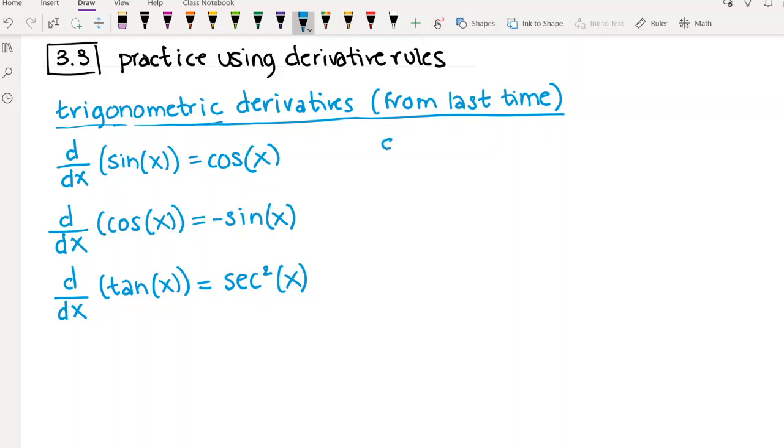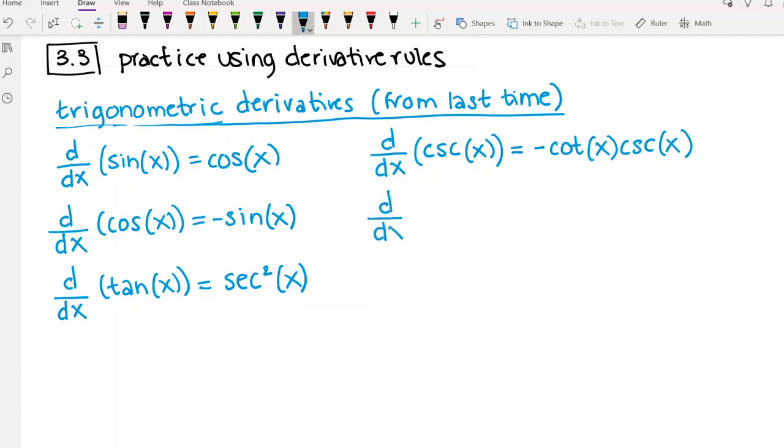Then for the other three, if you write each of these functions, for example, cosecant can be written as 1 over sine. If you write cosecant as 1 over sine and apply the quotient rule and do all your simplification, what you should come up with is that the derivative is negative cotangent of x times cosecant of x. Similarly, secant is the reciprocal of cosine. So if you write it as 1 over cosine, use the quotient rule and simplify, you should end up with tangent of x times secant of x.